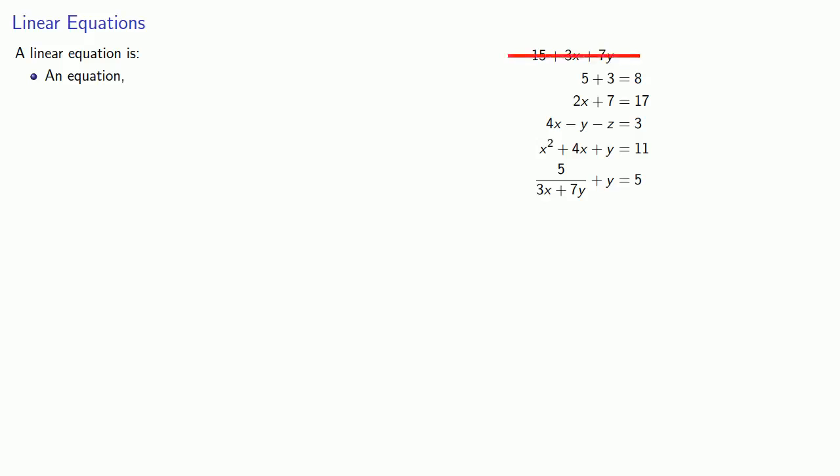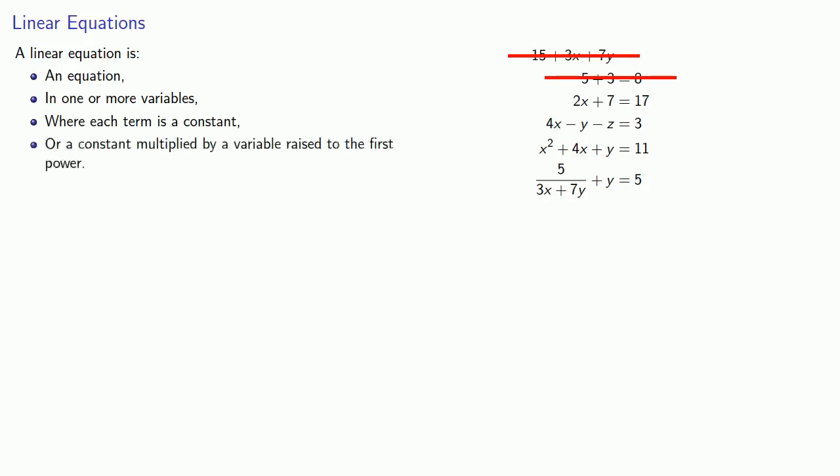That lets this one out. We have to have one or more variables in the equation, so not this one. And finally, the terms of our equation have to either be constants or a constant multiplied by a variable raised to the first power. So these are equations, but they are not linear equations.